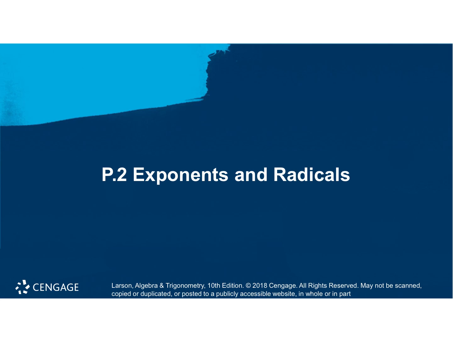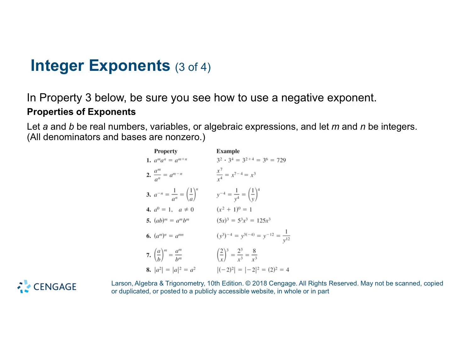Over P2, exponents and radicals. So, integer exponents. In property 3 below, be sure you see how to use a negative exponent. So for the properties of exponents, you let a and b be real numbers, variables, or algebraic expressions, and you let m and n be integers. All denominators are based on non-zero numbers.